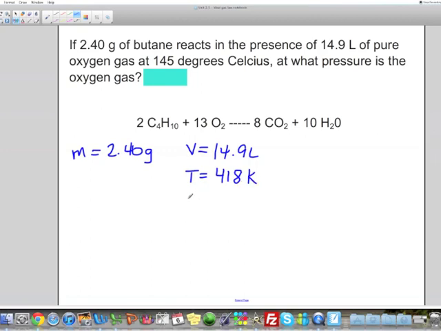What was the pressure? We don't know what that is, of the oxygen gas. Now I have a problem because I have a mass of C4H10, but all my other values are for oxygen. So I'll need to first find the number of moles of oxygen. And to do that, I need to know how many moles of butane did react. So I'll need to do a little bit of stoichiometry.